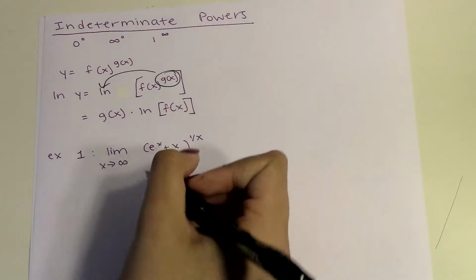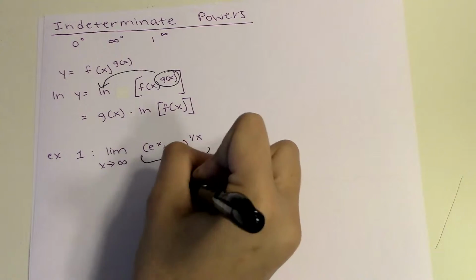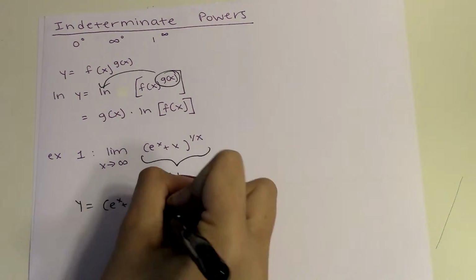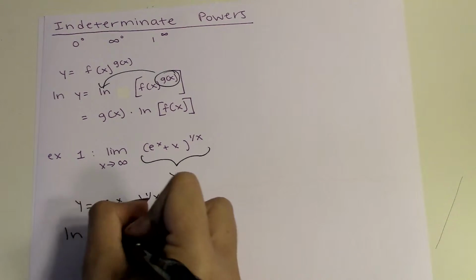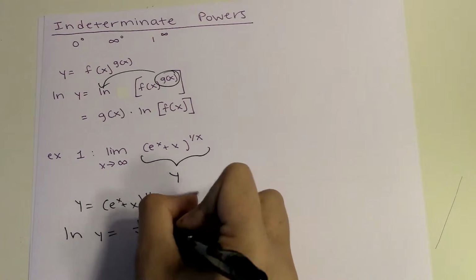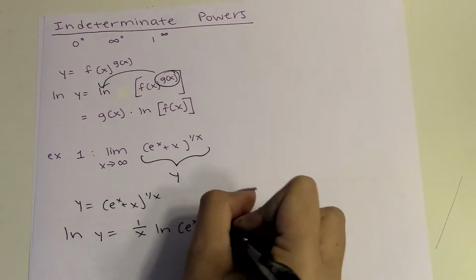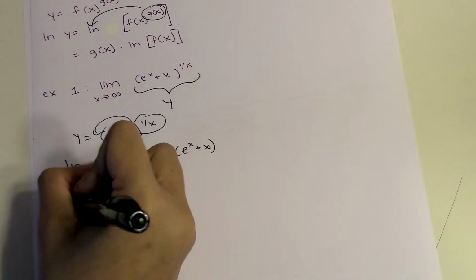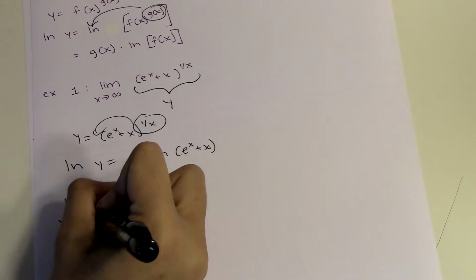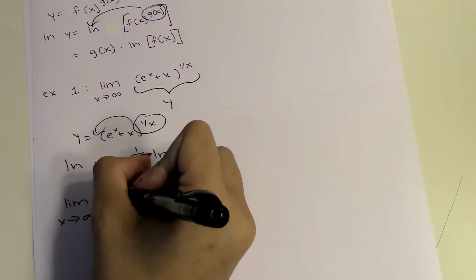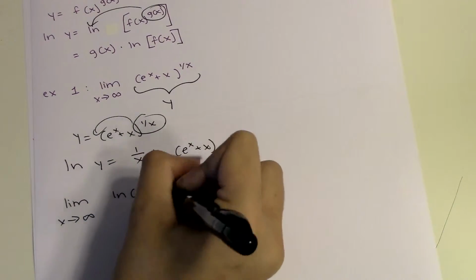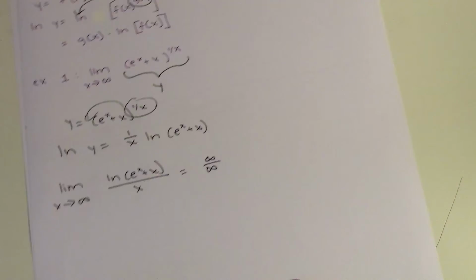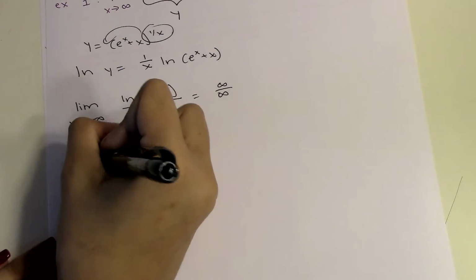So here, I'm going to make this whole thing y. So y is equal to e to the x plus x to the 1 over x. Now we're going to find the ln of y, which is 1 over x ln e to the x plus x, since I moved this to the front. Now we're going to find the limit of this. So limit as x goes to infinity for ln of y, which is equal to ln e to the x plus x over x. And this is indeterminate as infinity over infinity, meaning we can use L'Hopital's rule.